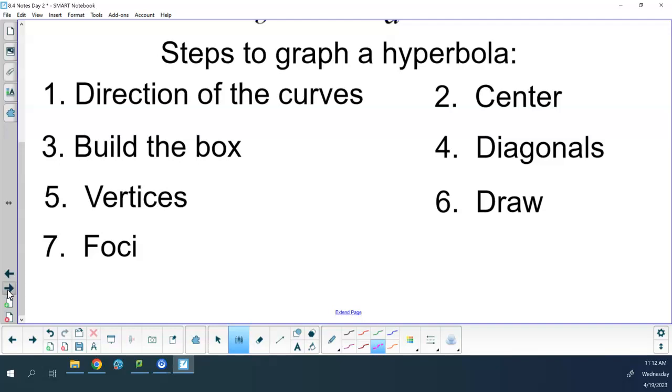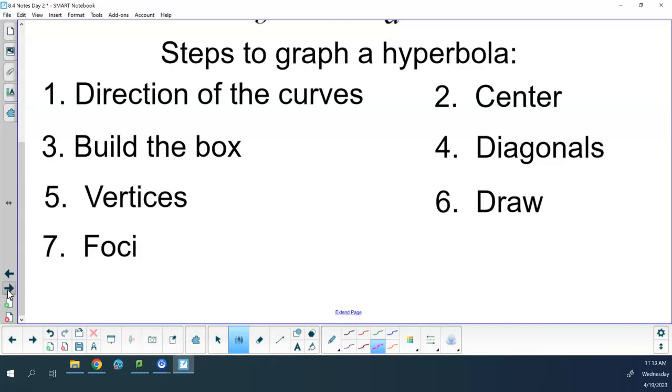Okay? So that's the first thing we do. Second thing we do, find the center. That's h comma k. We've been doing that for 3.5 weeks. You should be experts by now at h comma k. Third thing we do, step number 3, we build the box. So we look underneath the x squared term. That's going to tell us how far left and right we go after we take the square root.